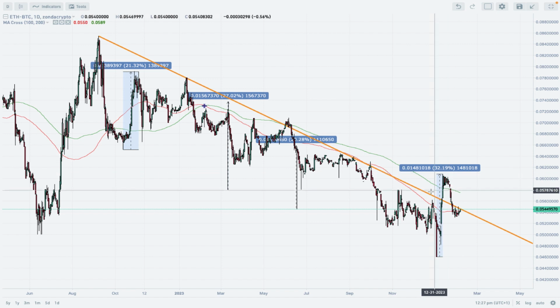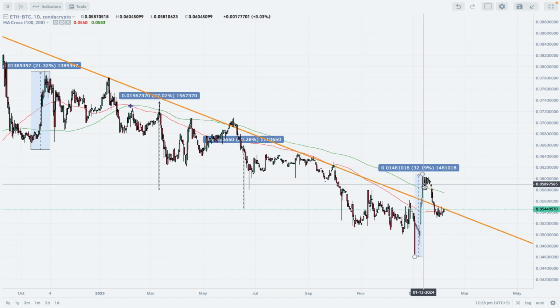Now, this bounce sustained the breakout above the orange trend line, right, and sustained the breakout above the 200 periods moving average, with a local high located at 0.060. Let me just zoom in. 0.060, yes, that's correct. So we got this upward movement.